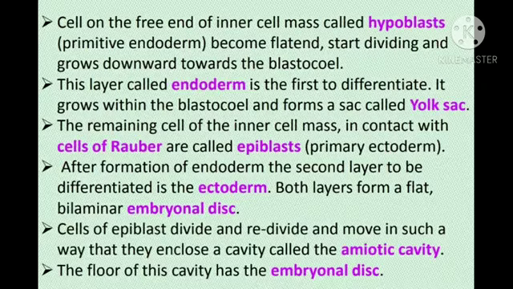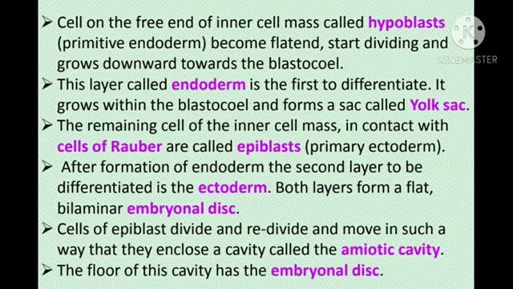Coming to our next slide, the cells on the free end of the inner cell mass are called as what? Hypoblast, which is nothing but the primitive endoderm. They become flattened, start dividing and grow downward towards the blastocele. Blastocele means the cavity of the blastocyst. Cele means cavity.